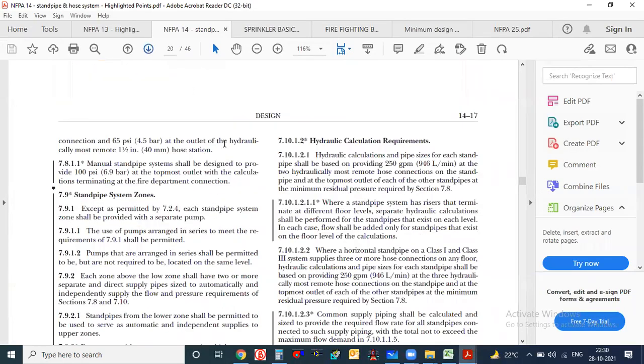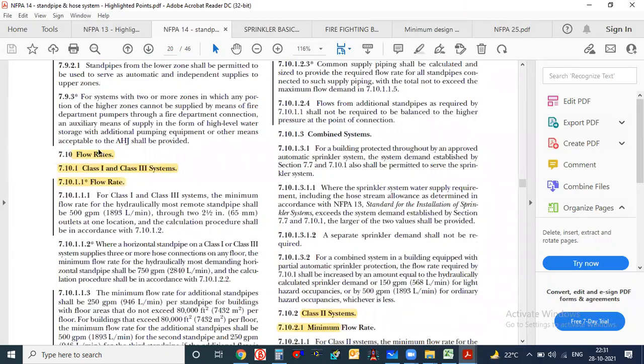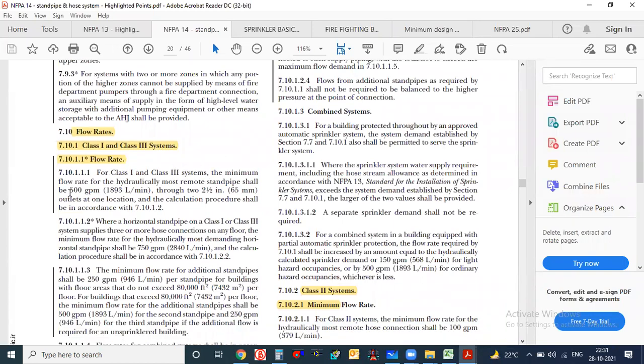If you come a little bit down, they have given the flow rates. Simply, here for class 1 and class 3, the minimum flow rate for the hydraulically most remote standpipe shall be 500 GPM through 2 outlets. That means one hose can have 250 GPM of water, because here they have given 2.5 inches. So just divide by 2, you will get 250. Class 1 is the 65 mm system, and the combination system is class 3, 40 and 65 mm.